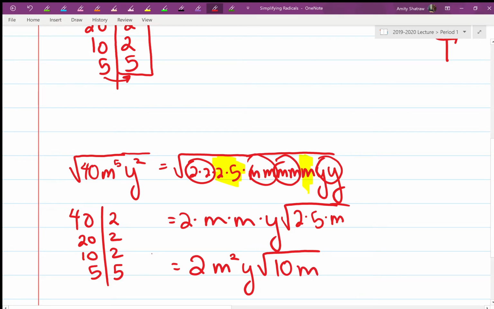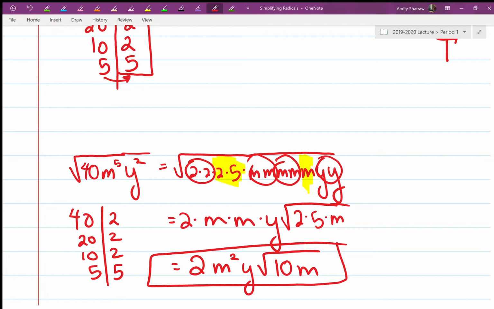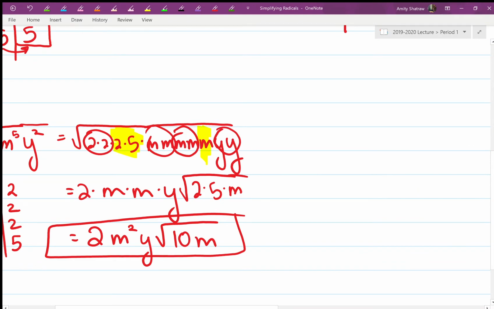Ooh, that's pretty ugly looking. I thought you said you were simplifying, Ms. Shatra. I agree. I know. It doesn't look that much simpler, but we're just doing pure math here, and sometimes we just practice it to practice it and see how it goes. So if you would like to practice a problem, I would say, how about we try this one?